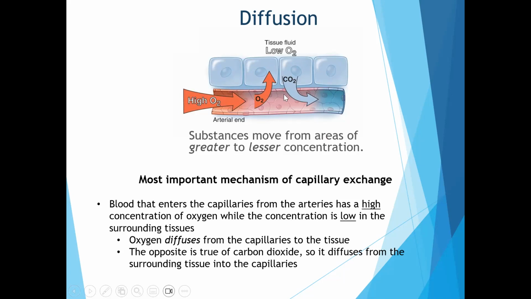Vice versa, as we get to the capillary, as we're passing to the venule side of things, our tissues have a high amount of CO2 relative to the blood. So that CO2 is going to diffuse in and travel with the venous system. So remember, the big concept is greater to lesser concentration, and this is by far the most important mechanism of capillary exchange. So this just kind of were the words that we just talked through up here.